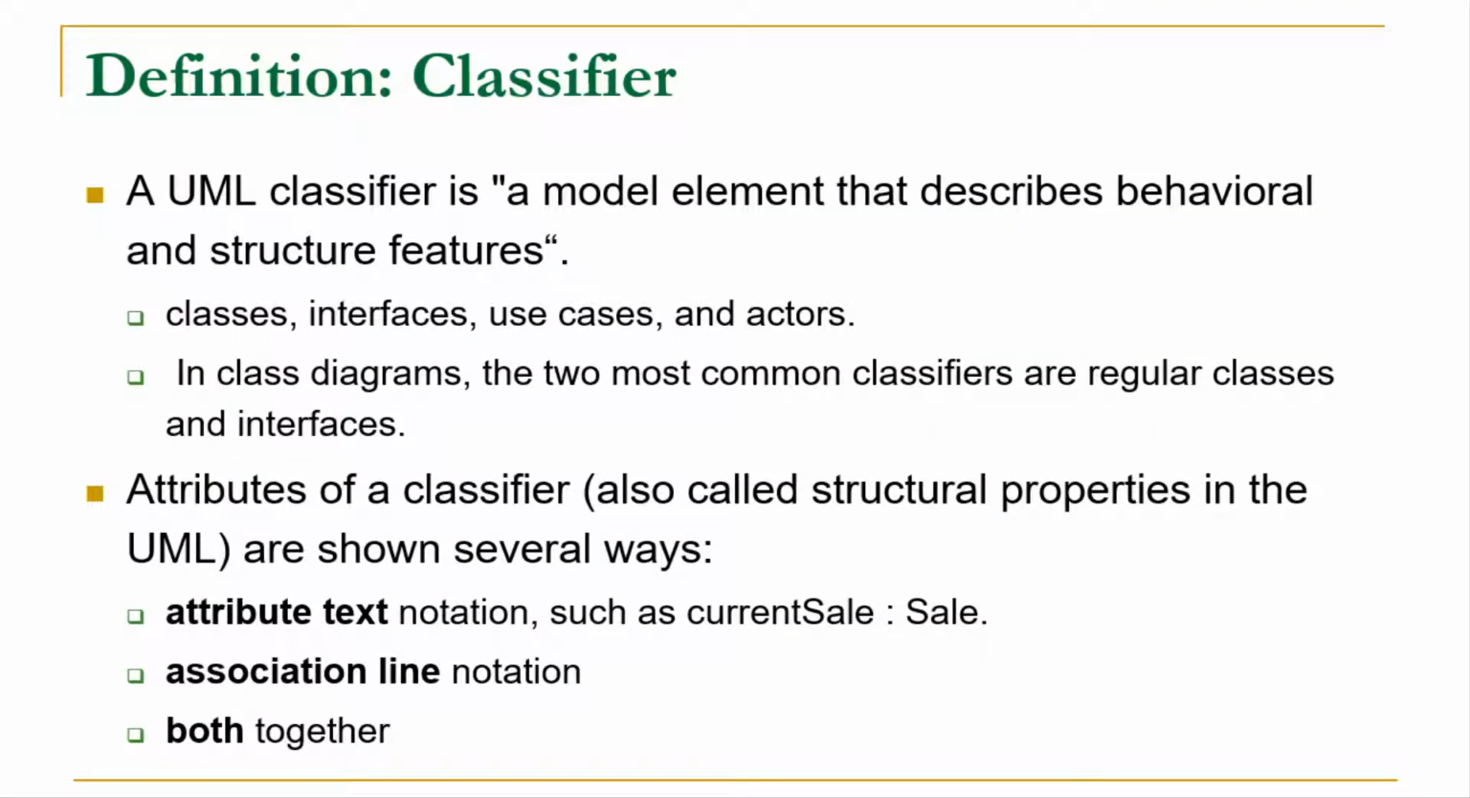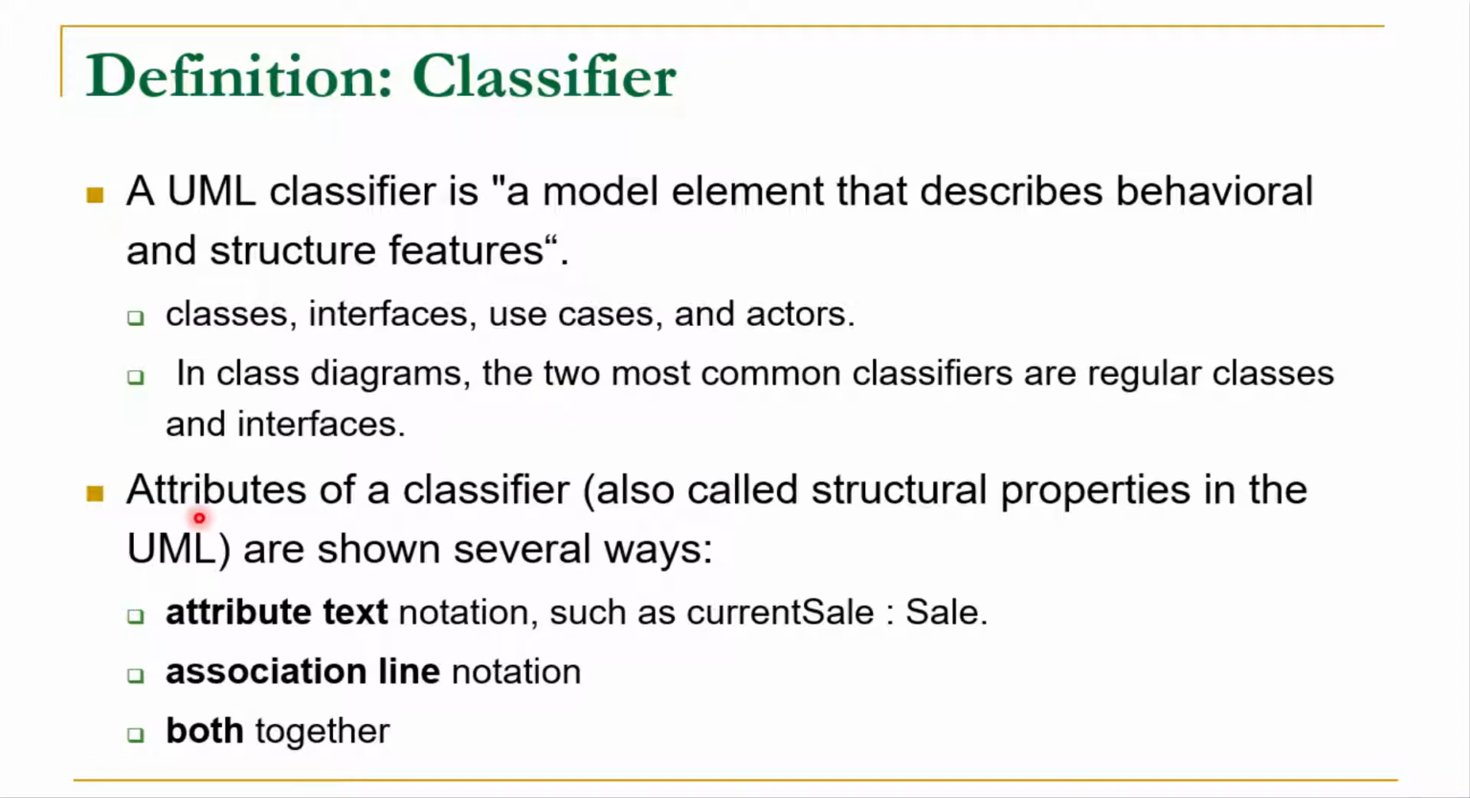So a classifier, a UML classifier, is a model element that describes behavioral and structural features. In UML, classes, interfaces, use cases, and actors are actually the UML classifiers. In class diagrams, the two most common classifiers are regular classes and interfaces.